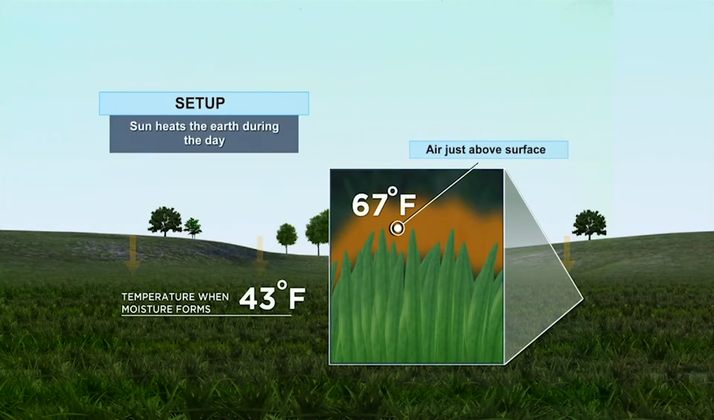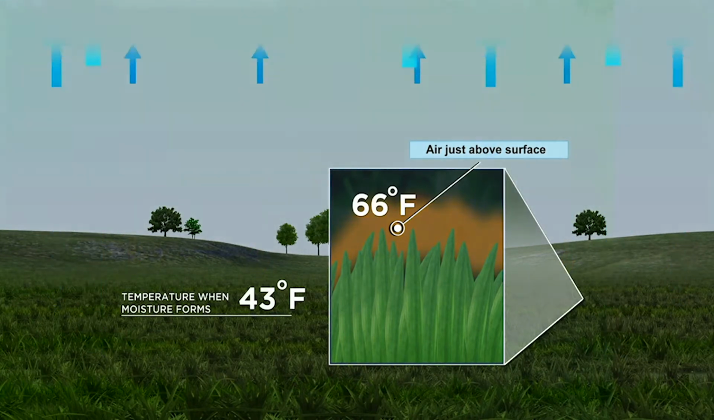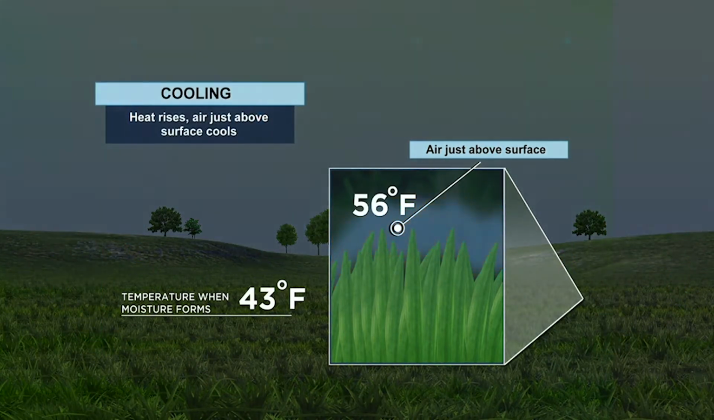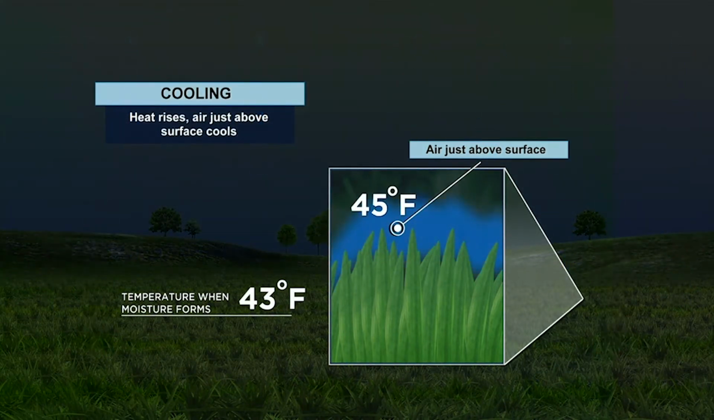Let's take a closer look at this. Pay attention to the number in the bottom left. This is your dew point. Again, that's the temperature that the air needs to be cooled to for moisture to form. In this example, the air just above the surface warms to about 67 degrees through the day. By nightfall, all of that heat escapes, allowing the air just above the surface to cool within a degree or so of the dew point.